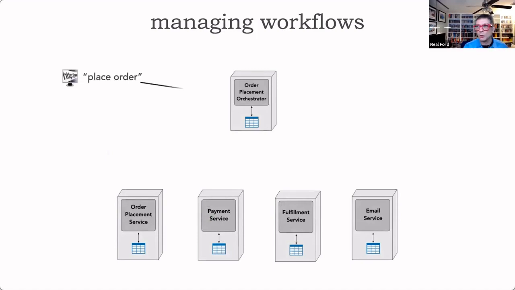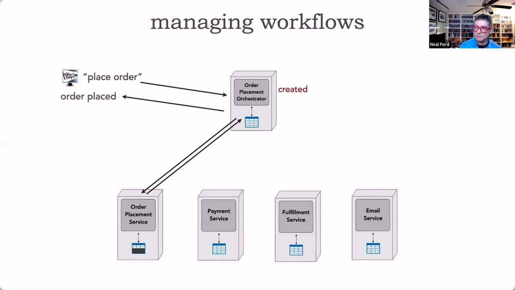So let's say I'm placing an order. I have my order placement orchestrator who goes to the order placement service. It updates the order placement and lets the order placement orchestrator know, and it updates its state to created and posts a message back to the consumer. Okay, we've placed your order.